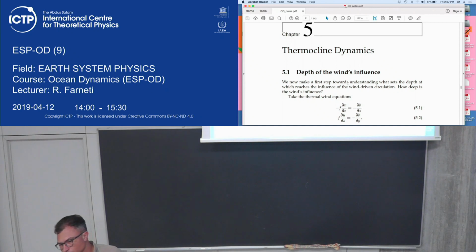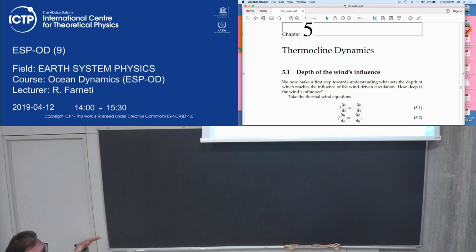So it was always a homogeneous ocean or a vertically integrated ocean. But now we're going to see how deep you can feel the wind stress or the wind stress curl into the ocean. So basically, how deep is this wind-driven gyre? We were talking of a vertically integrated ocean, but obviously the wind stress is not felt all the way to the bottom.